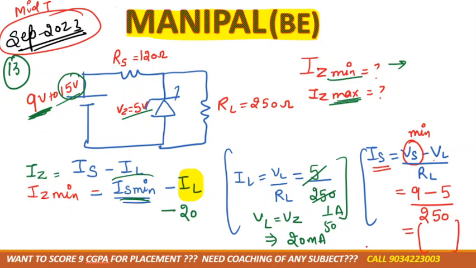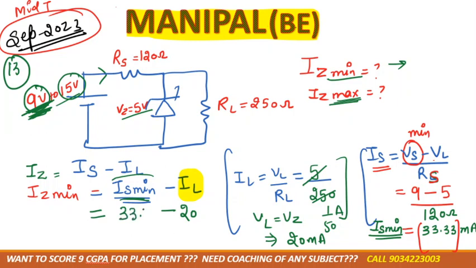Now solve it and tell me the value in terms of milliampere. Yes, sorry, RS is 120 ohm. If I solve it, that would be 4 by 120. That will become 33.33 milliampere, right? We used the minimum voltage, that is 9 volts, so we get the minimum supply current. Obviously, if you use minimum supply voltage, then you get minimum supply current only. So you can write IS minimum is 33.33 milliampere.